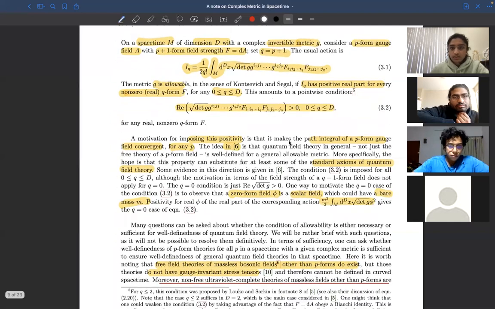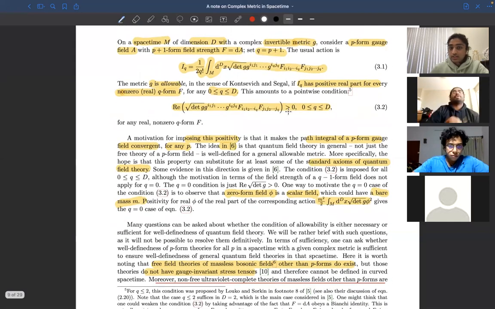Which should be pretty clear, greater than zero. Yes, if it has to have a positive real part, then yes. It has to be greater than zero at every point. Exactly. And the motivation for imposing this positivity is for the path integral of the p-form gauge field to be convergent. That's what we're essentially trying to do. Fair.